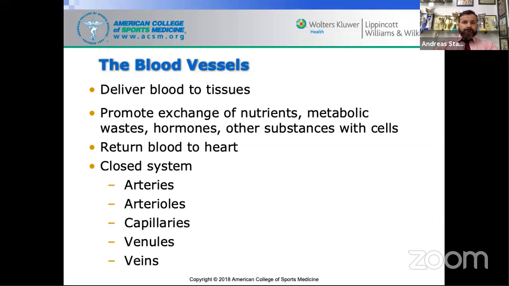All right. The blood vessels. So the blood vessels, what do they do? They deliver blood to the tissues. And we talked about exchange of nutrients and metabolic waste and more. Okay. Also, they're carrying blood to the heart, and we talked about this. So we have a closed system that's happening here.